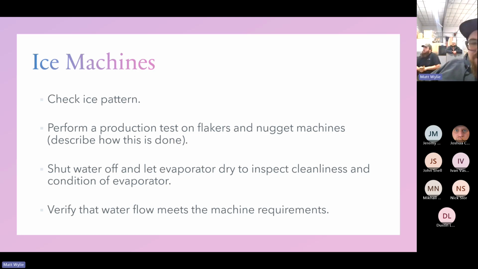So back to the ice machine evaps. Shut off the water and let the evaporator dry and check the cleanliness and condition of the evaporator. You can see how much hard water scale there is, or even check and make sure the nickel isn't coming off. Verify water flow meets the ice machine requirements.